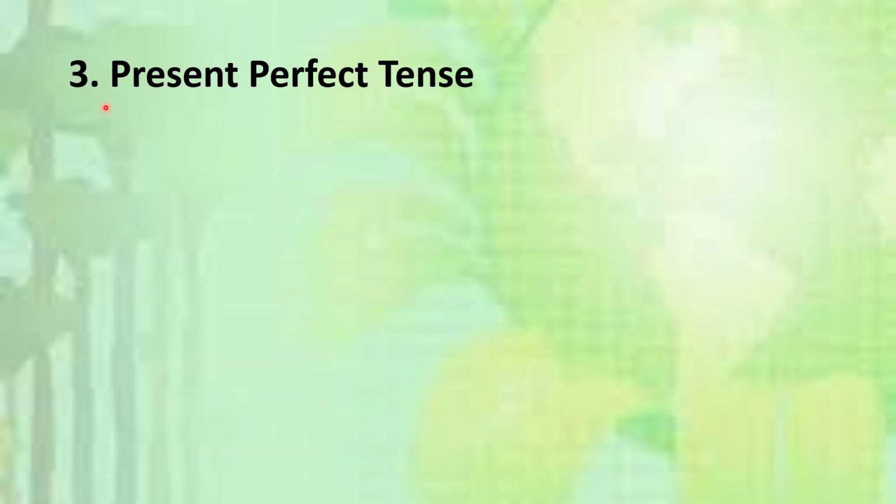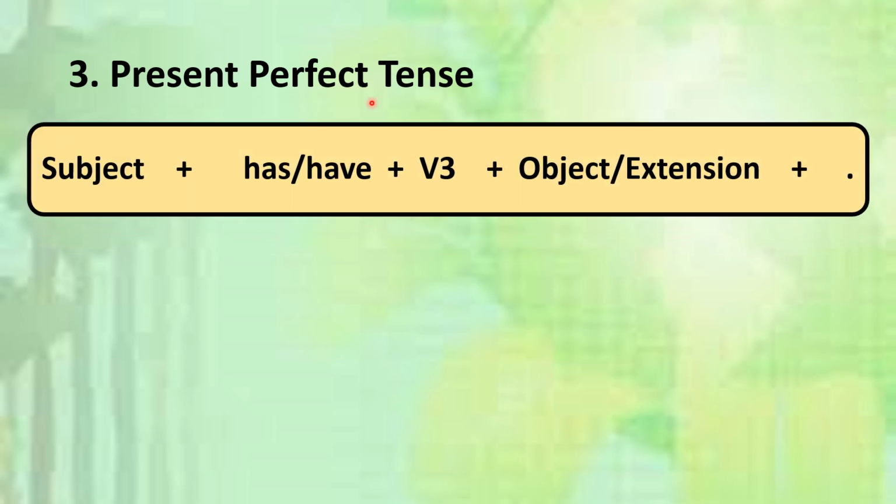Let's talk about the third main aspect of present tense, which is present perfect tense. And this is the formula. First you write subject. After that we write has or have as auxiliary verb. Then we write the third form of verb. And after that we write object or extension along with the full stop.